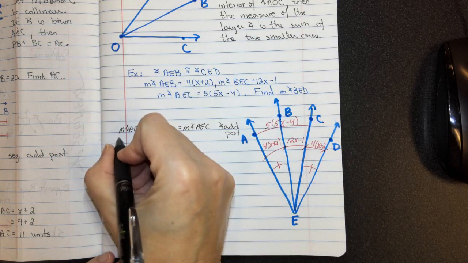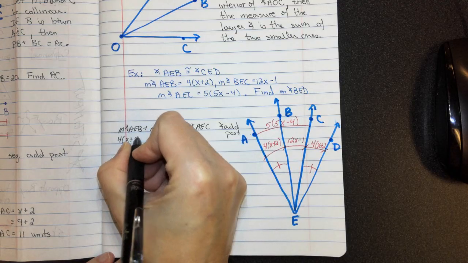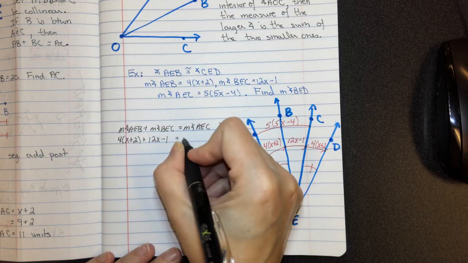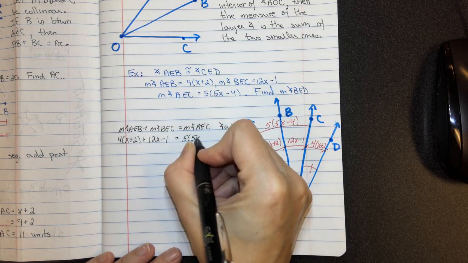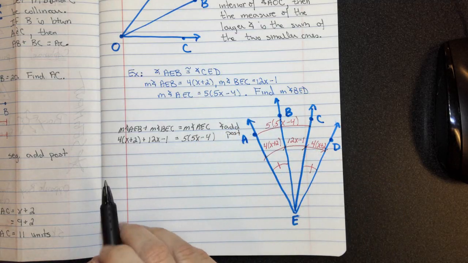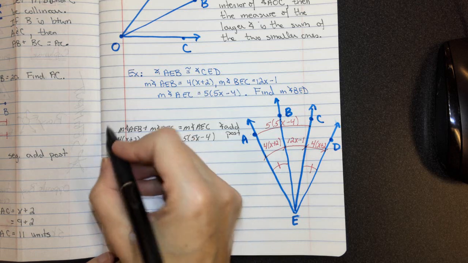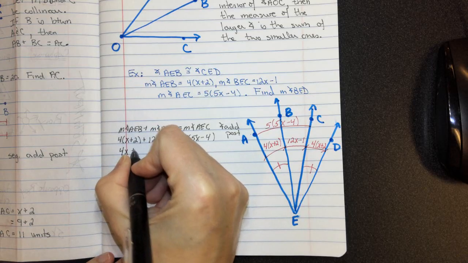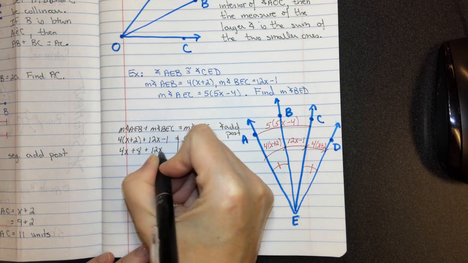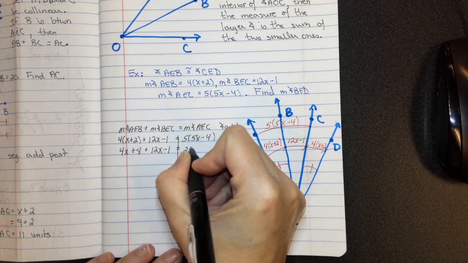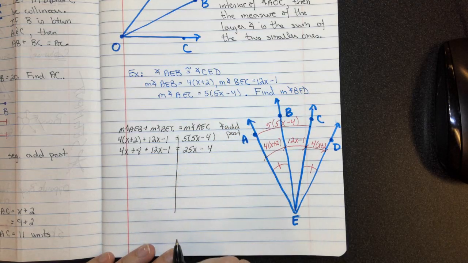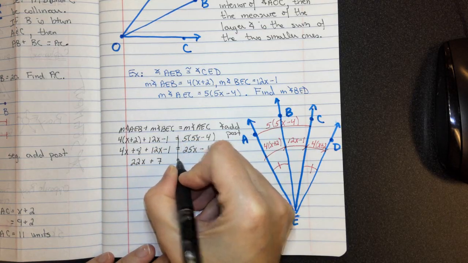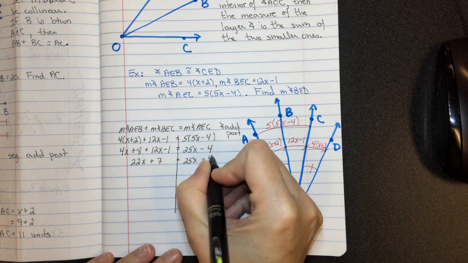We're now going to substitute in: 4 times x plus 2, plus 12x minus 1, is equal to 5 times 5x minus 4. Okay? Draw a fence. Distribute: 4x plus 8 plus 12x minus 1 is equal to 25x minus 4. Combining like terms, 22x plus 7 is equal to 25x minus 4.